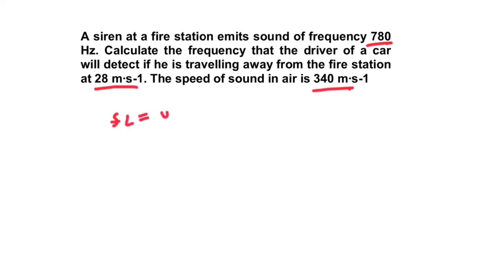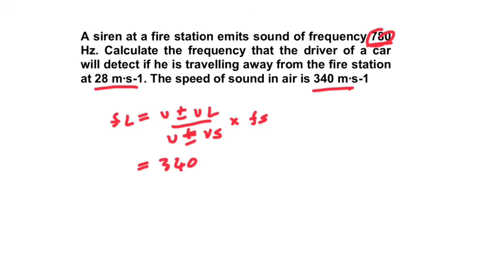FL is equal to (V plus or minus VL) divided by (V plus or minus Vs) multiplied by Fs. Sticking to the basics so far, this is the frequency, this is Fs, the frequency emitted. And then the speed of sound in air is 340. So we have 340 plus or minus VL.